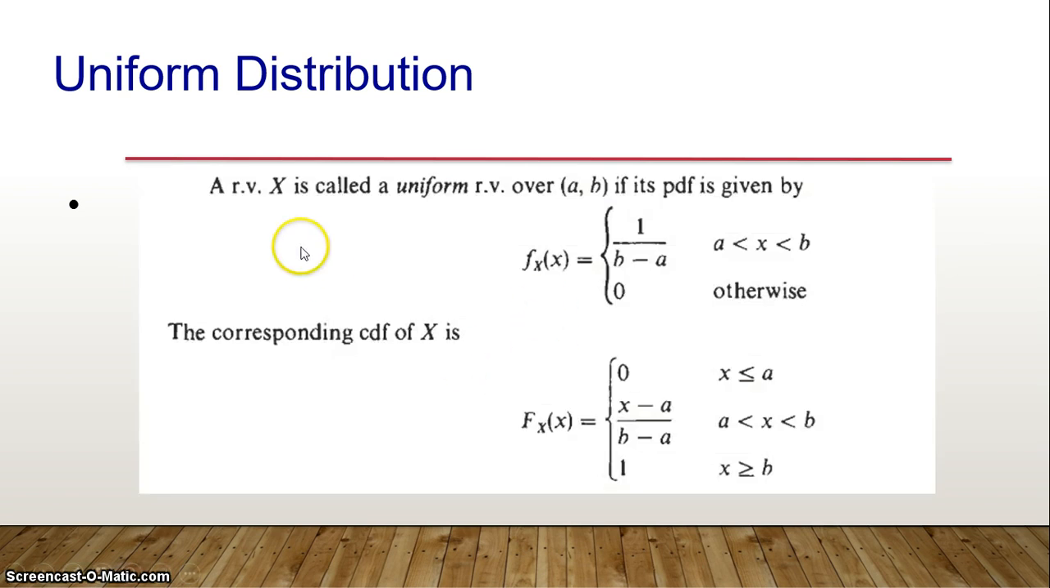Coming to its density function, a random variable x is called a uniform random variable over an interval a, b if its density function is given by f_X(x) equal to 1 by b minus a, for a less than x less than b. You have to observe here that there is no less than or equal to symbol. That means at x equal to a and at x equal to b, it does not take this value. It is only the constant 1 by b minus a between a and b, otherwise it is 0. So it looks like a step function.